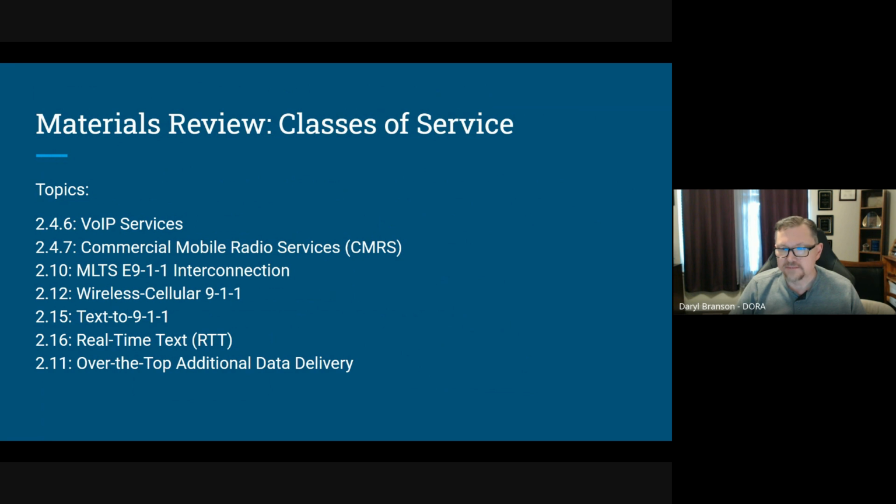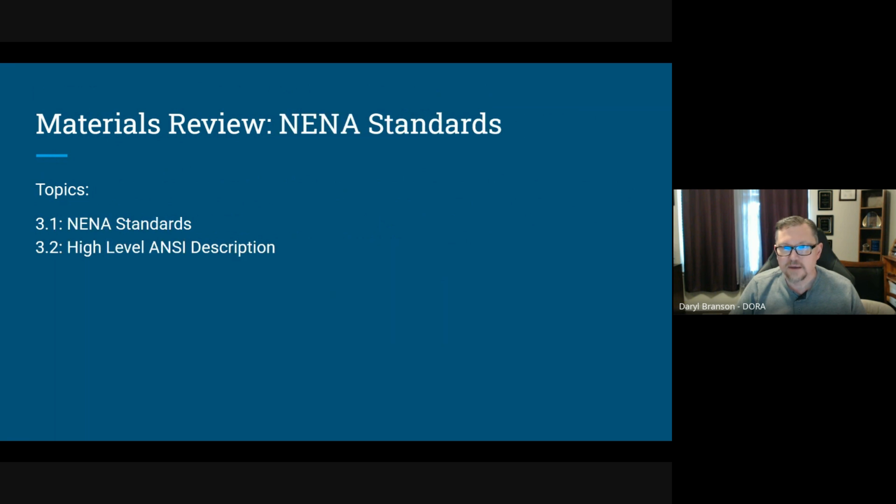Any other questions? Okay. NINA standards, there were only 2 sections in this, but there's a lot of standards, so it took a whole session to talk about these 2 sections. So there's NINA standards and high-level ANSI description. Basically, that was just describing what ANSI is and what ANSI does.